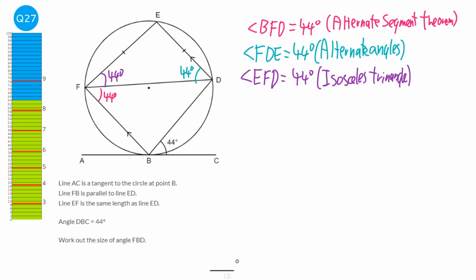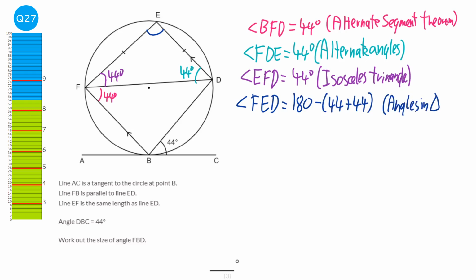Okay, just highlight the fact it's an isosceles triangle. Okay, next thing we're going to work out is this one here, and it's just angles in a triangle. So angle FED is going to be 180 take away the 44 plus the 44, and the reason is angles in a triangle add up to 180 degrees, and so 180 take away the 44 plus the 44 is 92 degrees.